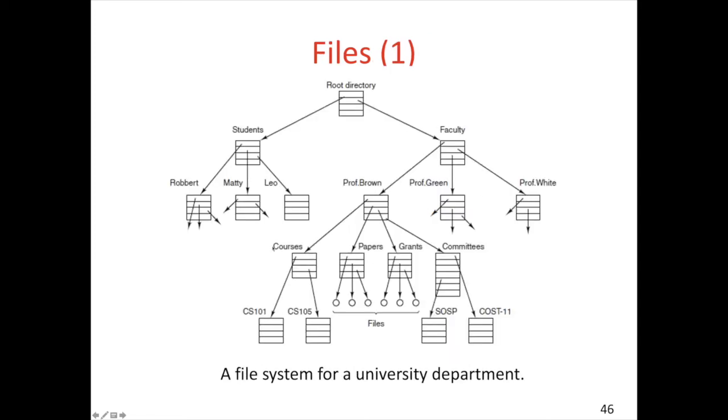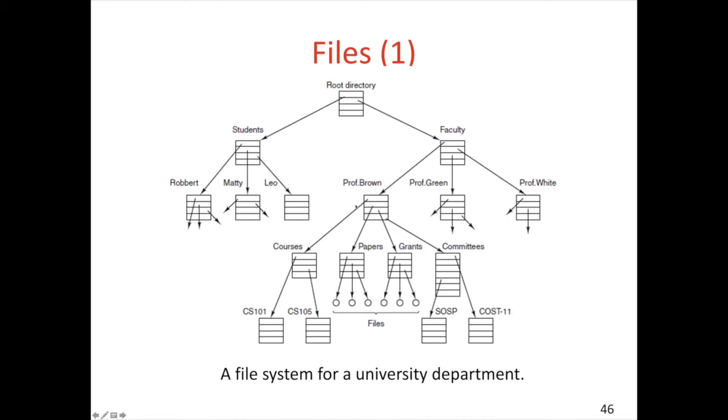Here is a file system for a university department. In the root directory, we have two files, which are students and faculty. For the student file, we have a record for each student, Robert, Matthew, Leo, for example. And for the faculty, we have a record for each professor: Professor Brown, Professor Green, and Professor White.